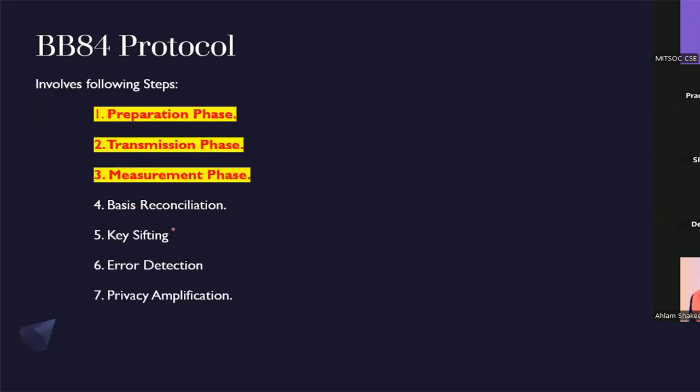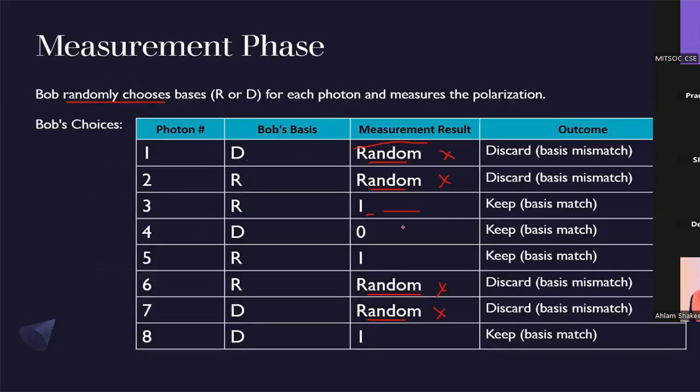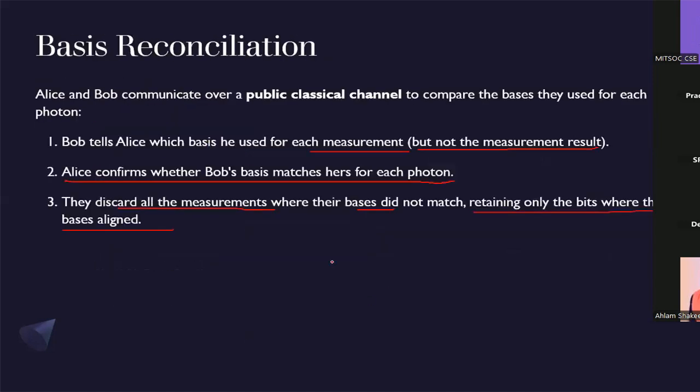That means here how many bits were there? 1, 2, 3, 4. These bits we are going to retain, and along with that their polarization basis also, whether it is rectangular, diagonal, rectangular, and diagonal. Understood up to this one? Any questions up to this?